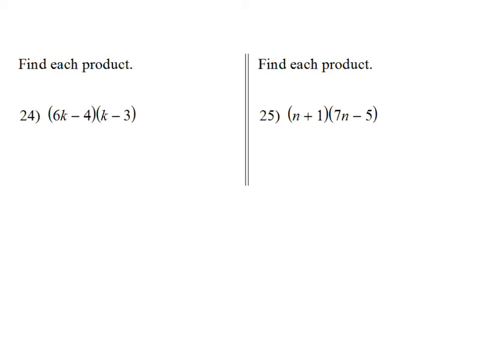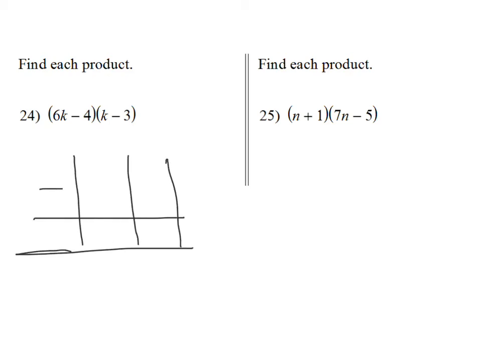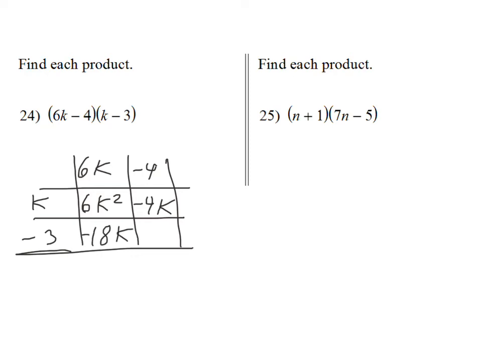Alright, now we're multiplying binomials. So remember, we could do FOIL, or we will do the box method, which is what we tended to do the most. So we go 6k minus 4 and k minus 3. So again, 6k times k is 6k squared. K times negative 4 is negative 4k. Negative 3 times 6 is negative 18k. And negative 3 times negative 4 is a positive 12.